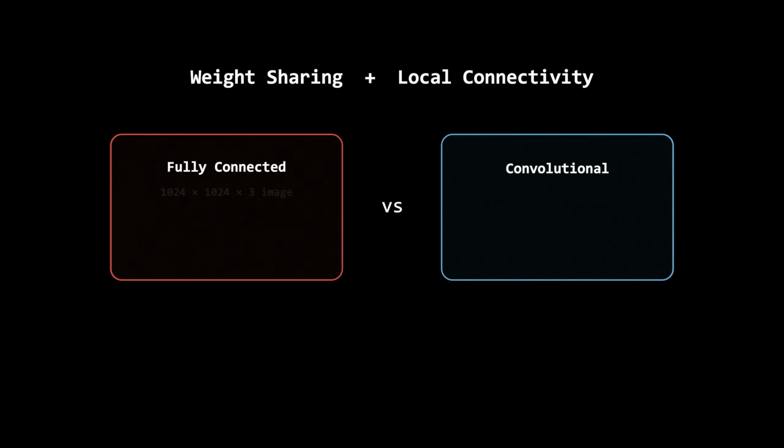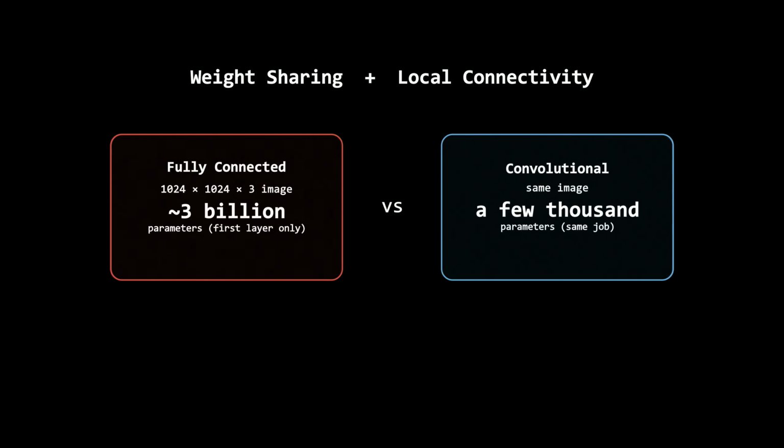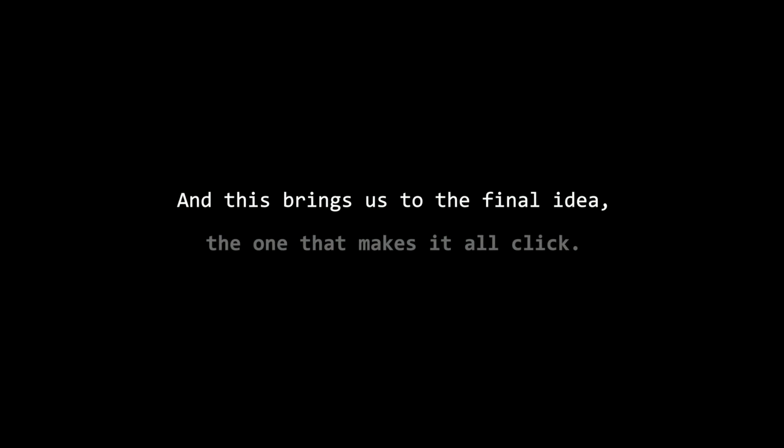Together, weight sharing and local connectivity are why CNNs can process images with millions of pixels without exploding in size. A fully connected layer on a 1024 by 1024 RGB image would need over 3 billion parameters in just the first layer. A convolutional layer, a few thousand. Same expressive power, a fraction of the cost. And this brings us to the final idea, the one that makes it all click.